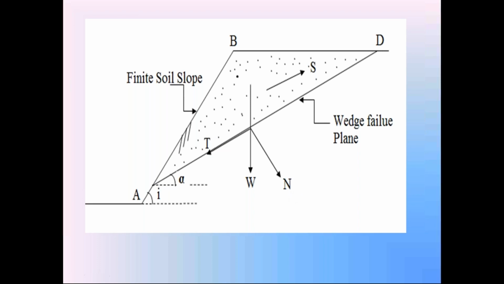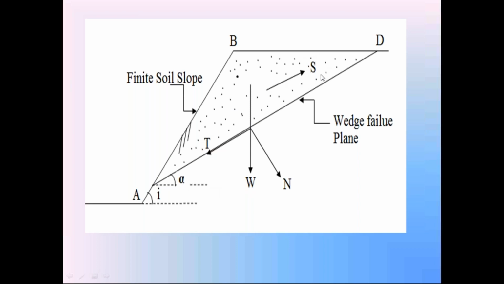Then find out the shear strength of this soil. Check this tangential component T. This tangential component T is the shear force of the soil acting in the downward direction. This shear force T causes the failure of this soil slope along the failure surface AD. T is equal to W sin alpha.